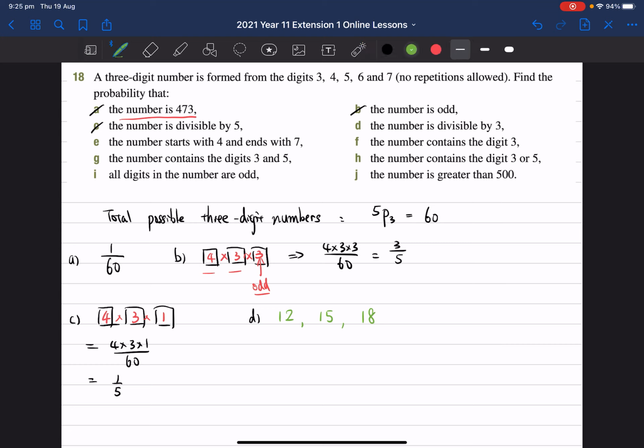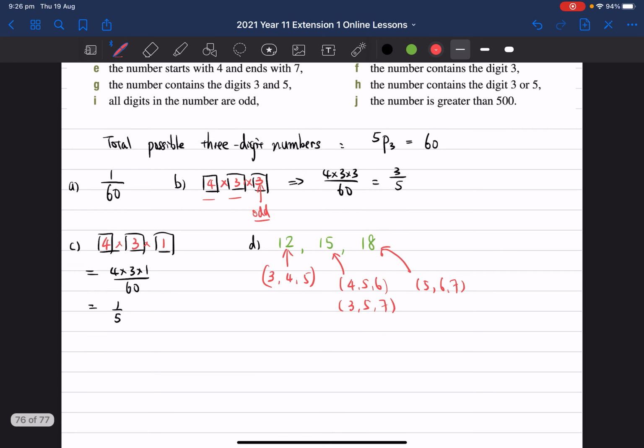Now, for the 12, we already know you can have 3, 4, and 5 to get 12. Okay, what about 15? Now, to get 15, you need 4, 5, and 6. And I think you can also do it with 3, 5, and 7. To get 18, which is the last, the 3 digits are 5, 6, and 7. So you have 1, 2, 3, 4 ways to get it, right?